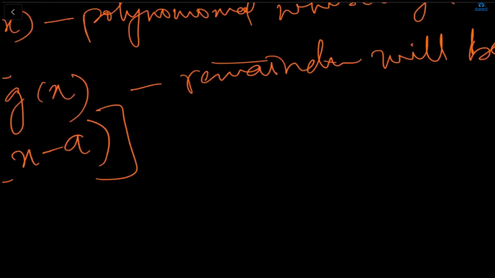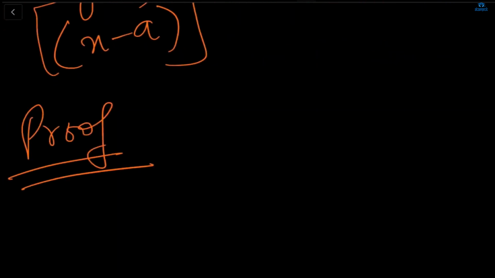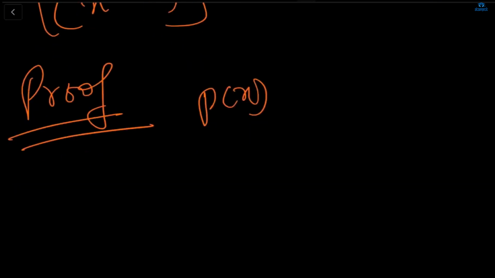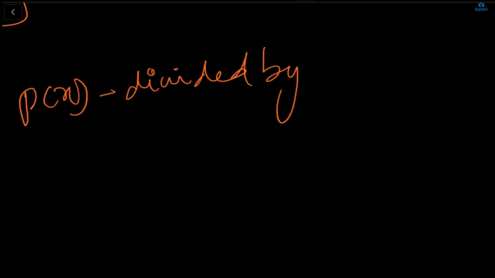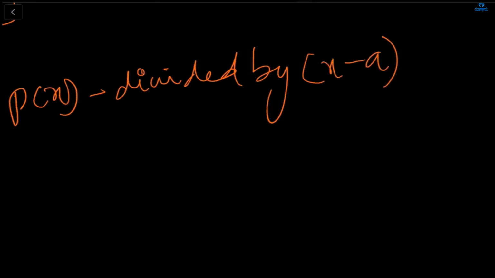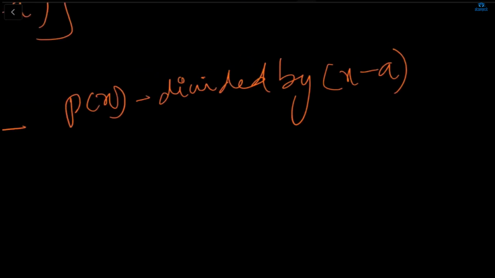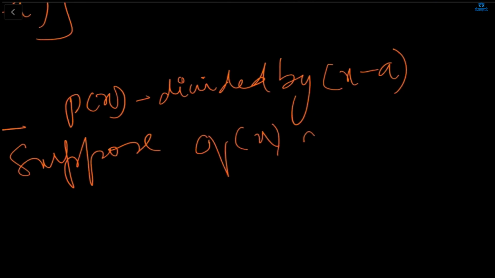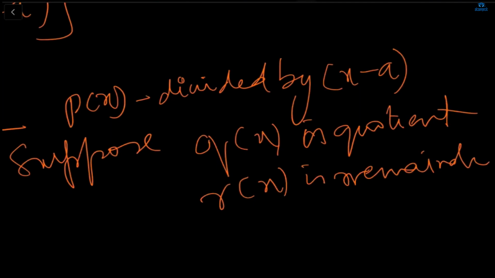How are we going to prove it? We'll see the proof here. Let p(x) be any polynomial whose degree is n, greater than or equal to 1, and it is divided by x minus a. Since we don't know the exact values, we suppose q(x) is the quotient and r(x) is the remainder.